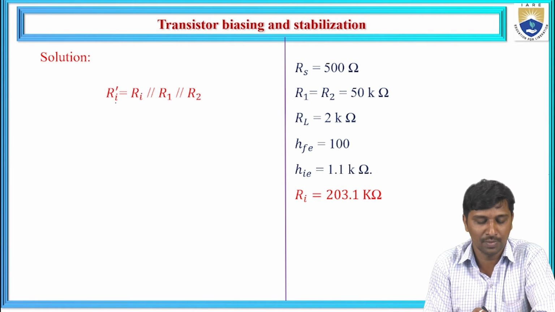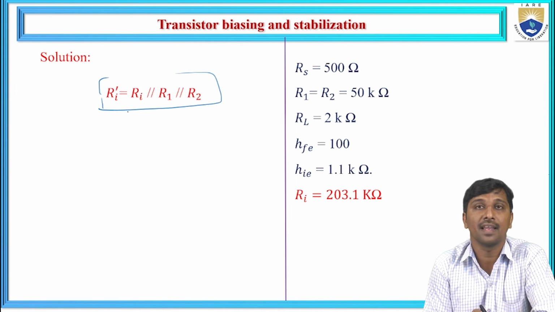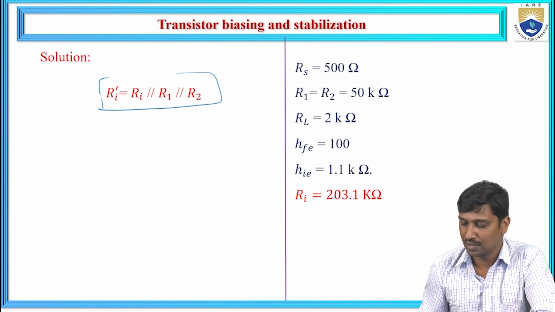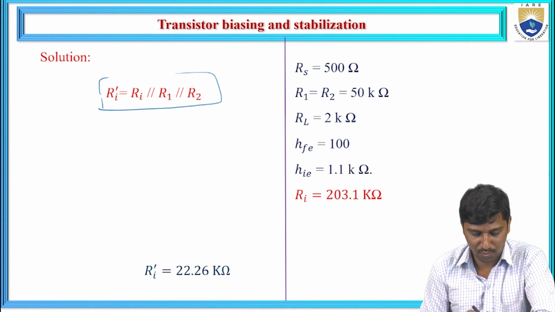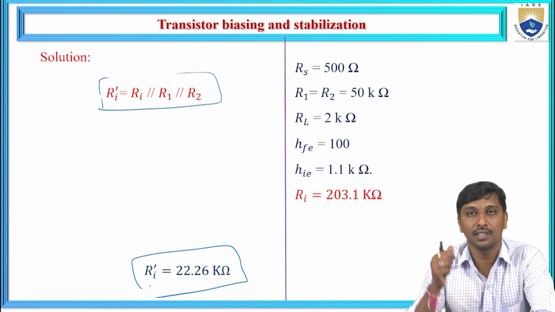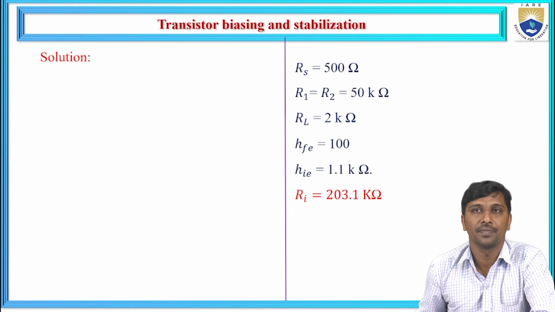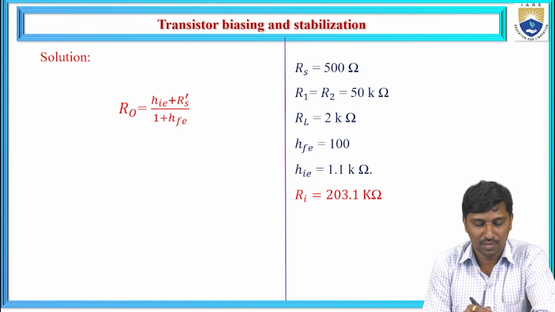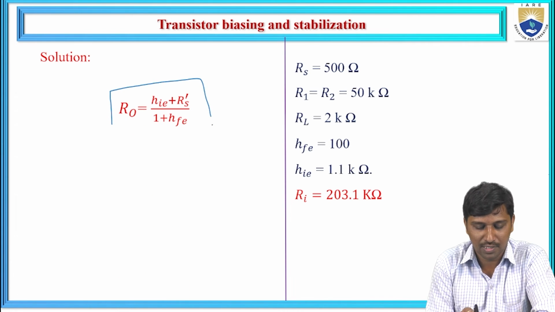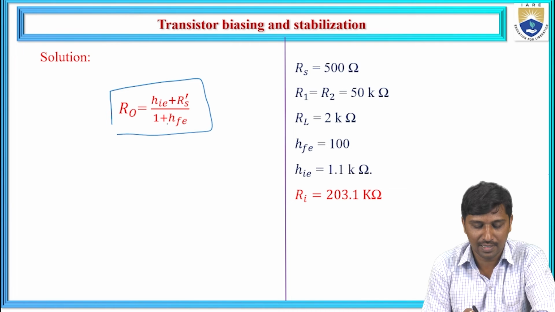Now, since we have the voltage divider network, we need to find the total input impedance. The total input impedance is represented as Ri dash. That is the parallel combination of the input resistance as well as R1 and R2. Now we can substitute all these values to observe this total input impedance, that is 22.26 kilo ohms.